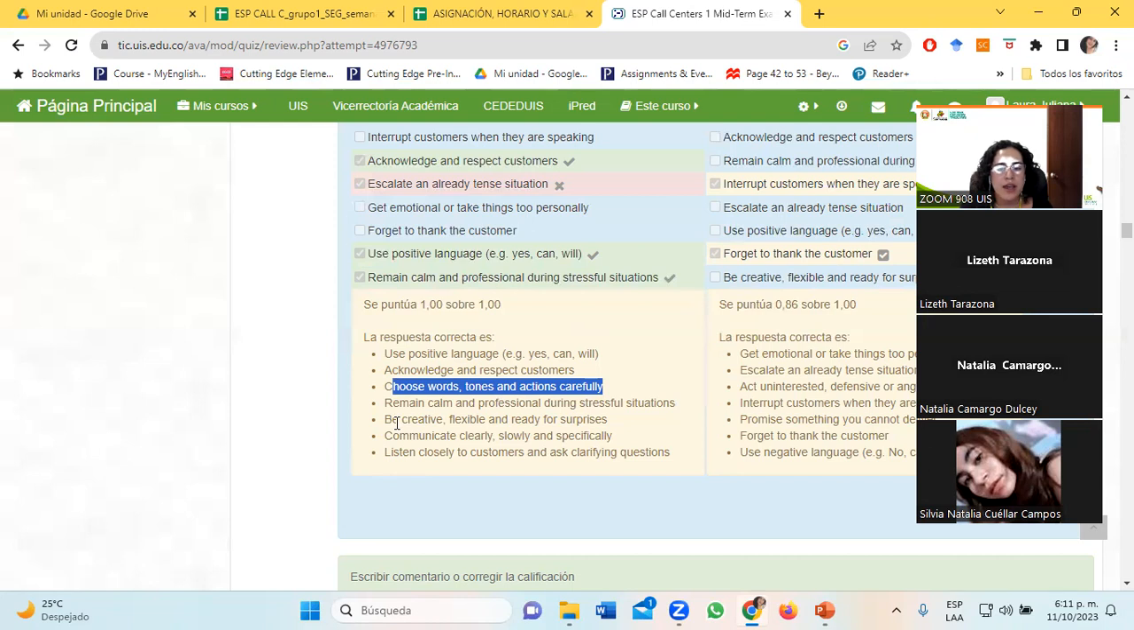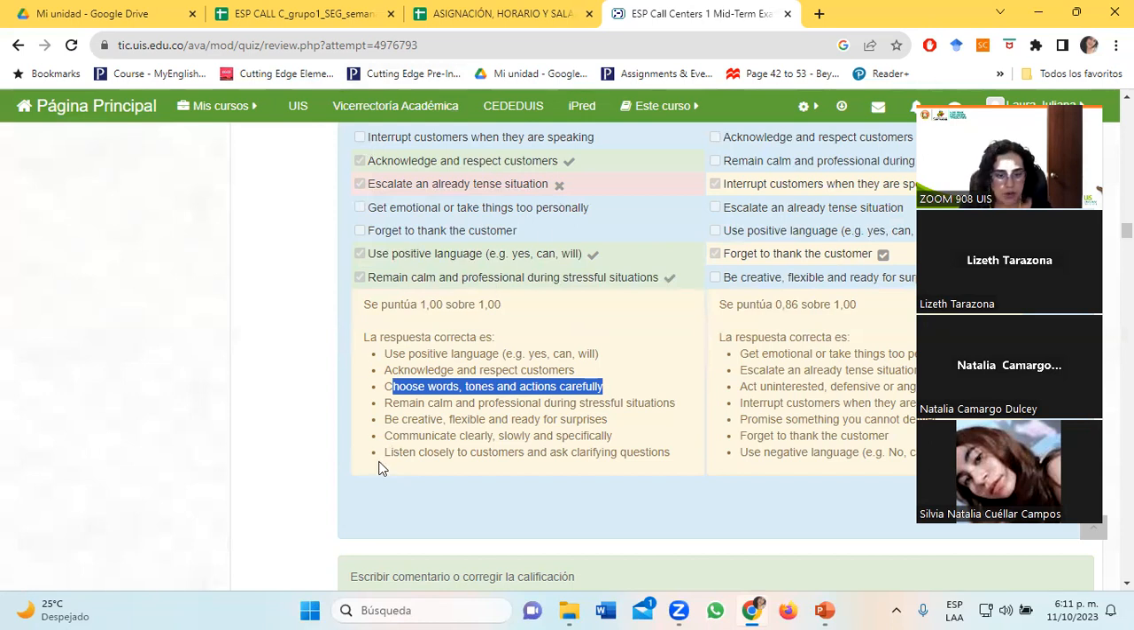Be creative, flexible, and ready for surprises, right? You need to be ready and prepared for anything and everything that could happen. So you need to be creative, come up with new ideas, and be flexible. Also, you need to communicate clearly, slowly, and specifically, okay?